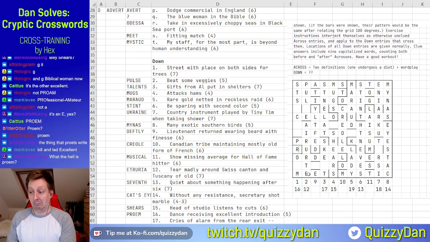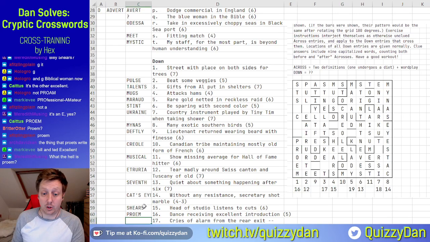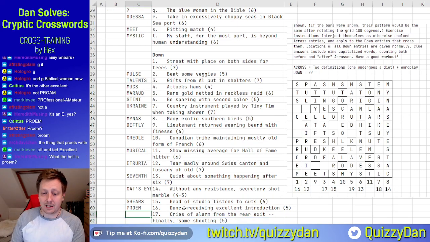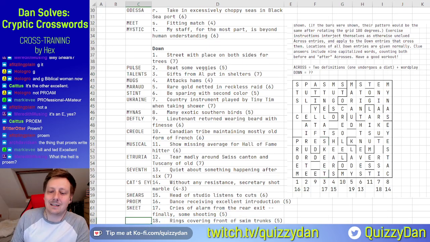Okay. Just going to put it in and carry on. Cries of alarm from the rear exit. Finally, some shooting. Well, that's skeet shooting. Cries of alarm. Eeks from the rear, so it's reversed. Rear exit. Last letter of exit. That is a T, and you get a skeet.